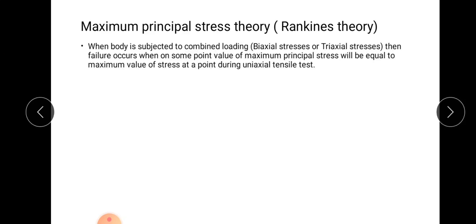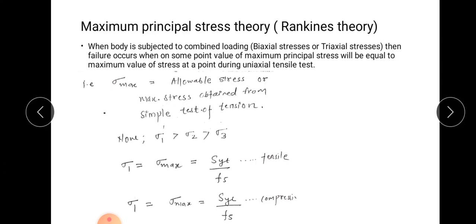Okay, now it states that whenever a body is subjected to a combined loading, that is, it may be a combination of normal and shear stresses, or it may be a combination of biaxial and triaxial stresses, then in such case the failure occurs when at some point the value of maximum principal stress will be equal to the maximum value of stress at a point during a uniaxial tensile test. Means what I have to say?